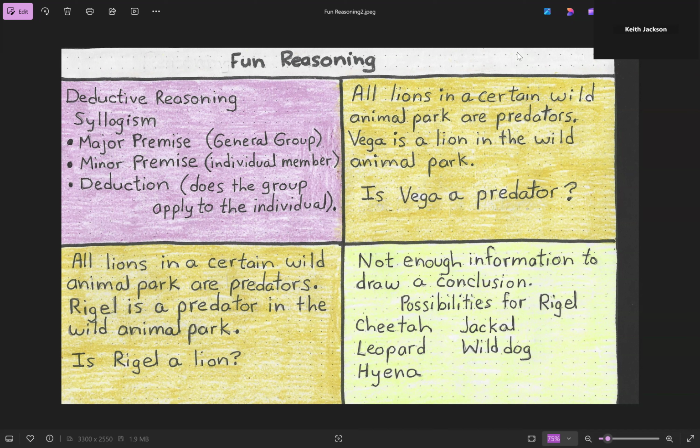Another type of reasoning that we can examine today is deductive reasoning, and it involves a syllogism, and a syllogism has three parts: the major premise, the minor premise, and the deduction. The major premise deals with the general group, the minor premise deals with an individual member, and the deduction asks the question, does the group apply to the individual?